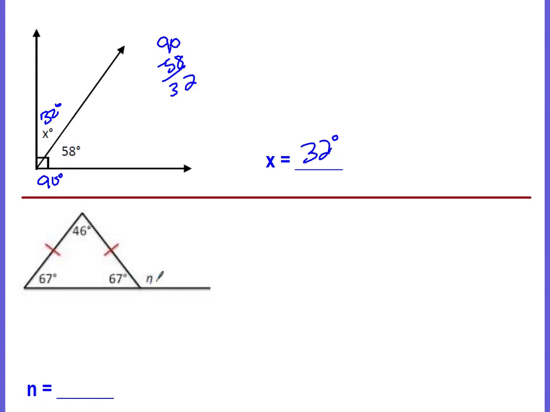Well, look at where N is sitting. It's sitting next to, it's adjacent to the 67. So these two angles are adjacent. And if you put them together, what type of angle do they make? They make a straight angle or a straight line, which measures 180 degrees. So all we have to do to find N is subtract the 67 from 180, and we get 113 degrees. It's not so bad, is it?